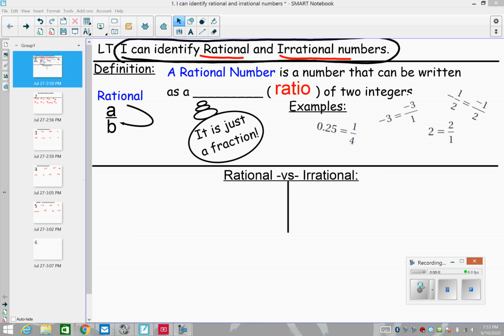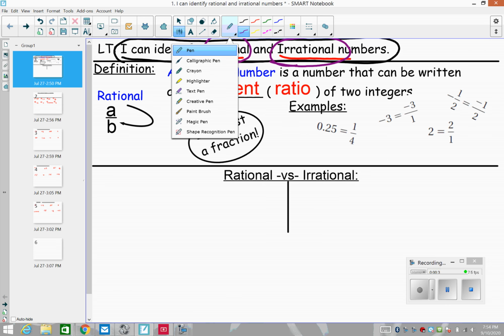Hey, math friends. So our learning target today is that I can identify rational and irrational numbers. So we're going to talk about what it means to be rational in terms of a number. We know what it means to be rational, like a rational person, but what does it mean to be a rational number? By definition, a rational number is a number that can be written as a quotient of two integers. Quotient really means it is just a fraction.